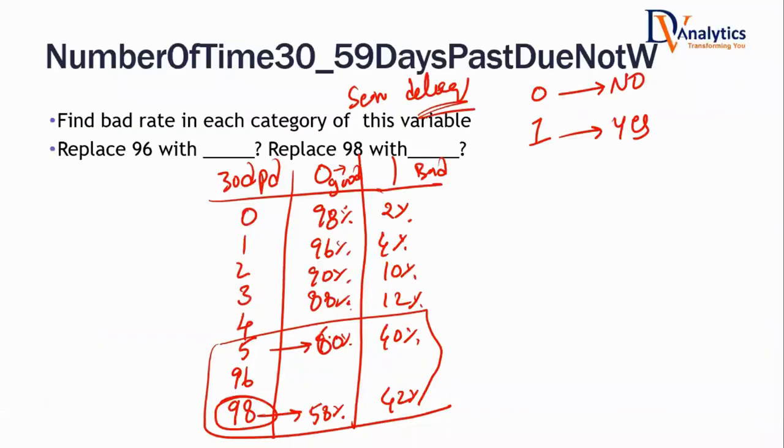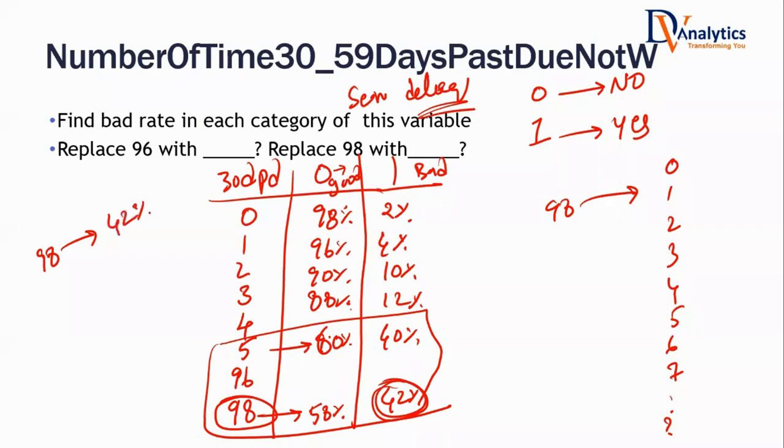Now tell me, what should I replace 98 with? What is that 98 matching to? Is it 0 or 1 or 2 or 3 or 4 or 5 or 6 or 7? Whichever it is matching, let me know. If not exactly a match, at least the nearest one. You can compare the bad rate. What is the bad rate of 98?